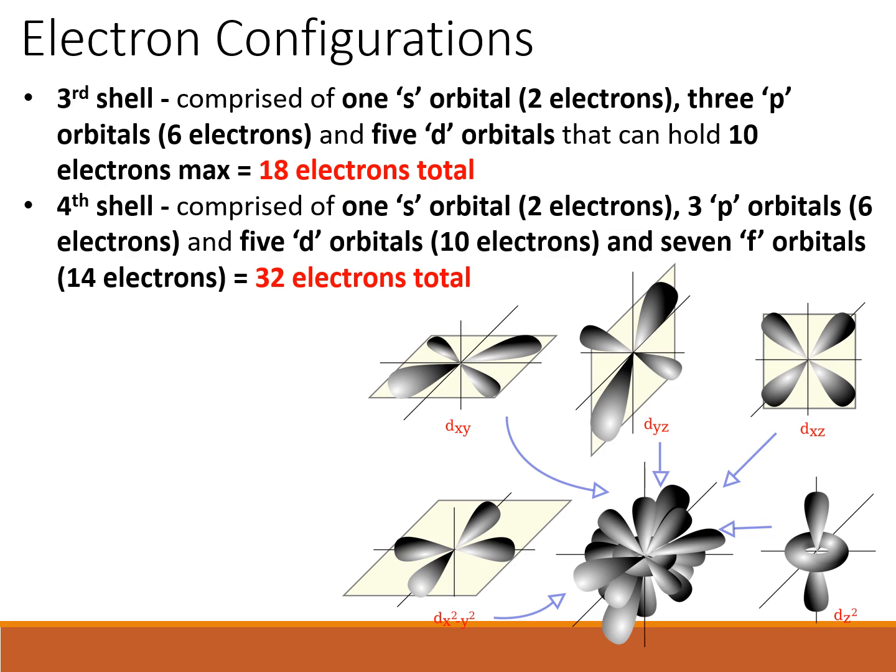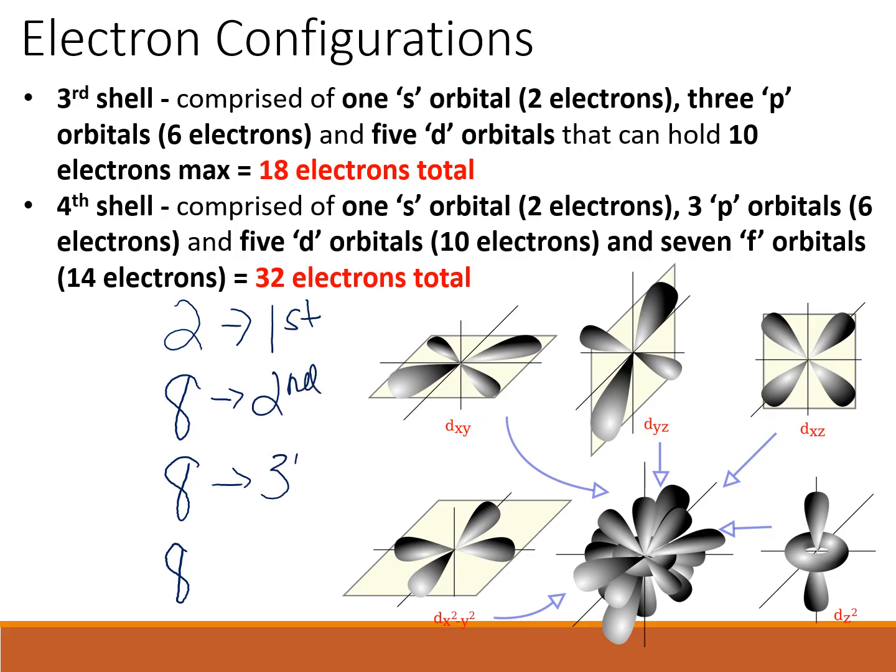So what I always tell students is I want you to remember this. 2, 8, 8, 8. These are the number of electrons that actually play a role in bonding. 2 electrons in the first electron shell, 8 in the second electron shell, 8 in the third, 8 in the fourth. So just remember that. 2, 8, 8, 8.